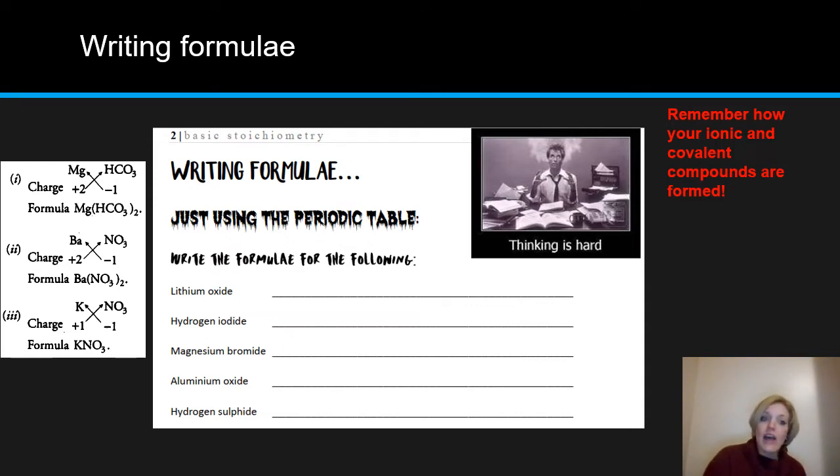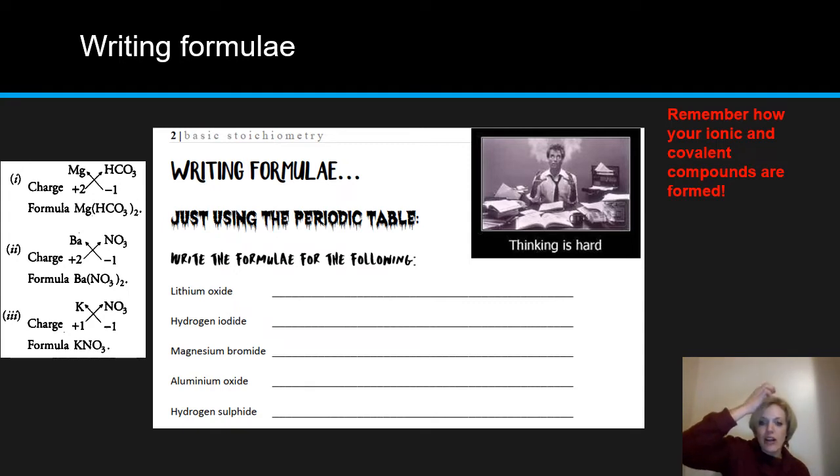So we have swapped the +2 to the hydrogen carbonate, and we have swapped the -1 to the magnesium. Therefore, our formula is going to be Mg, and in your little brackets, you're going to have HCO3, and it's going to be 2. So I would need 2 hydrogen carbonates to balance out the magnesium ion.